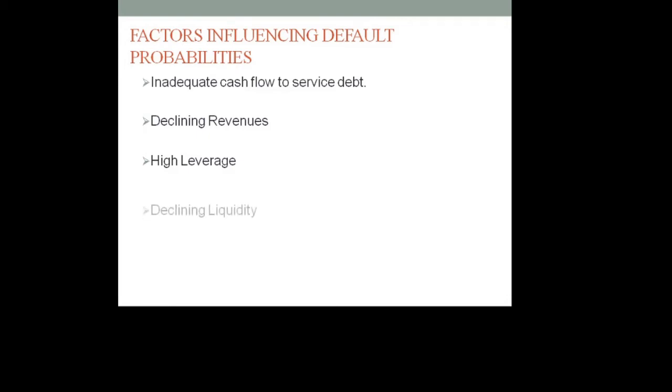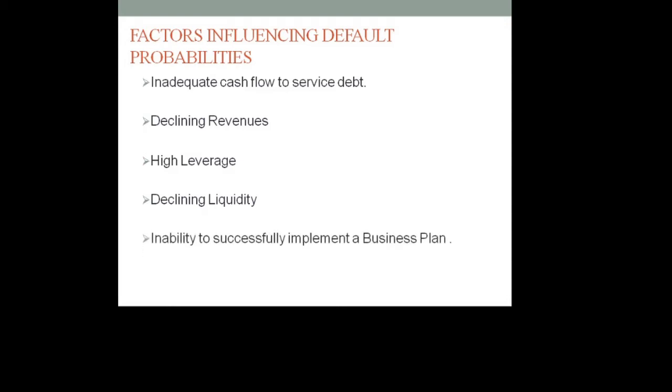Now we will look at the different factors that influence default probabilities. What are the different factors? First factor is inadequate cash flow to service debt. Then declining revenues, higher leverage, which means borrowing more and more. Declining liquidity, the cash that was there in hand is decreasing day by day. Inability to successfully implement a business plan. This last one is very important. Suppose the organization started a business plan of their own and they're not able to successfully implement that plan. All these factors will ultimately increase the likelihood of default.